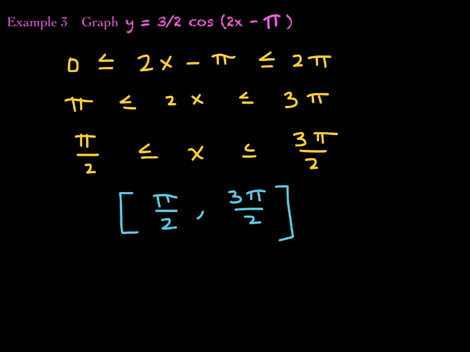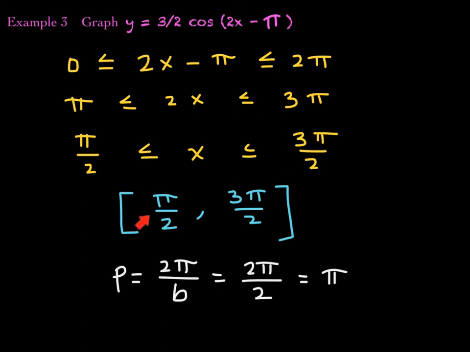What I want to do here before we move too much further into this problem is state what the period is. Now remember, the period is 2 pi over b, but notice that your b value, remember it's the coefficient of x, is 2, so the period is pi. The period is pi. The interval over which it completes that period is from pi over 2 to 3 pi over 2. What we're going to do next is we're going to take this interval and we will find the midpoint of this interval and we will find the quarter points as well.